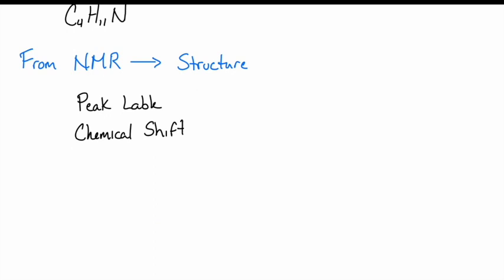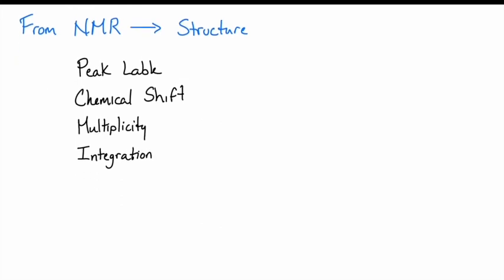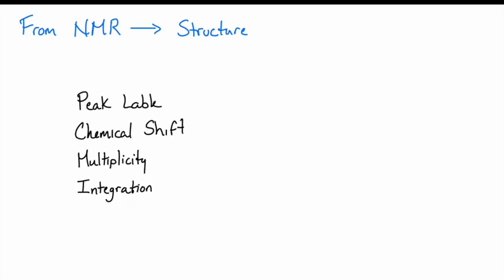The other 2 pieces of information that are really important in determining your structure are the multiplicity and then finally the intensity. I guess really it's in the NMR world called integration. Okay, so this is what I need, and let's just make a note. This is for every peak in our spectrum.